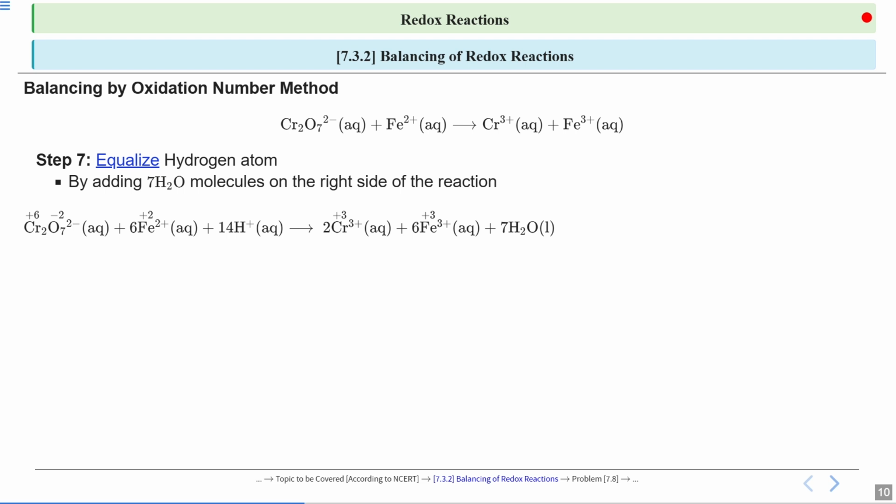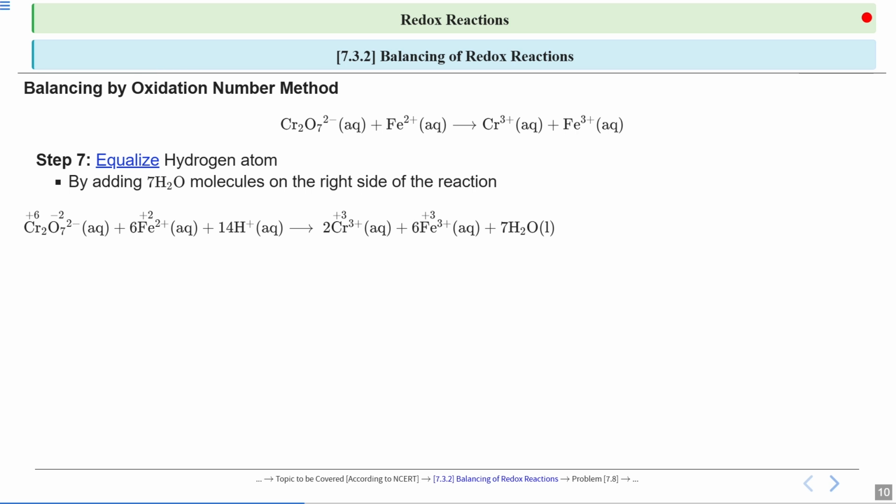So to equalize the 14H positive, we have to add 14H positive, that means 14 hydrogen ions on the right hand side also, and it can be added in the H2O form. So what will happen? The 7H2O molecules on the right hand side of the reaction would be written, and you will get the equation as Cr2O7 2 negative plus 6 Fe2 positive plus 14H positive gives 2 Cr3 positive plus 6 Fe3 positive plus 7 H2O. All are in the aqueous phase except water, which is in liquid phase.